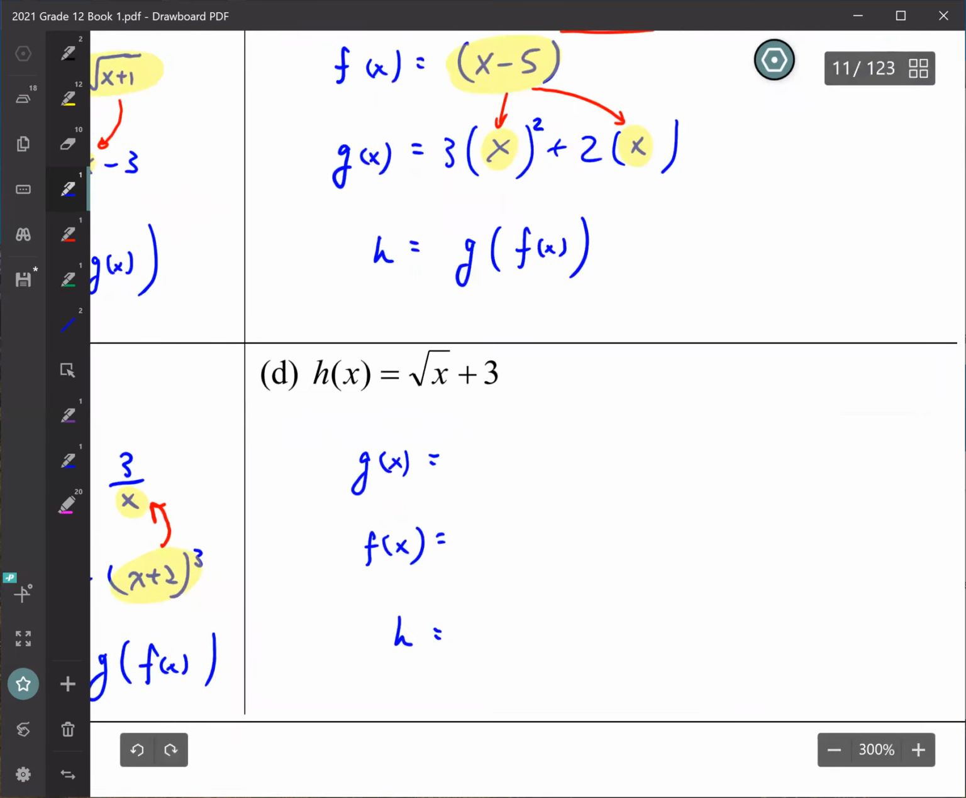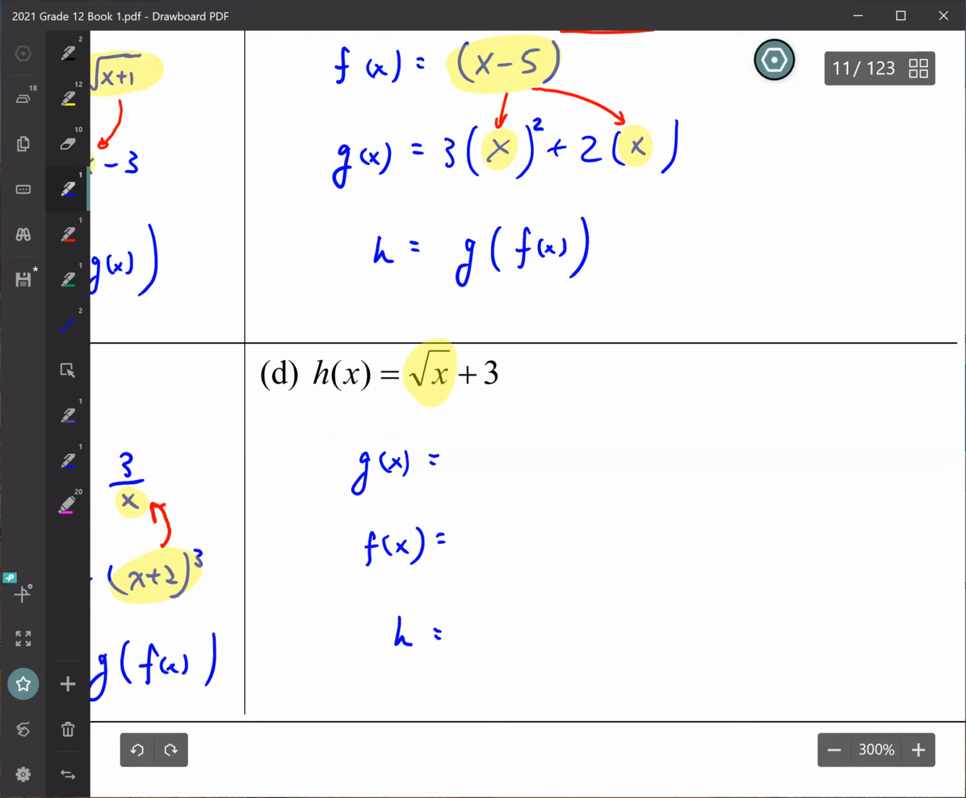Which part in the original function do you want to cover as your inside? X plus 3. But x plus 3, they are not connected, right? The plus 3 is outside the square root. You cannot combine them together. So just 3. Your function needs to have x. That's why you don't have too much choice. So square root x. Yeah, so you just choose the whole thing. Make sense?